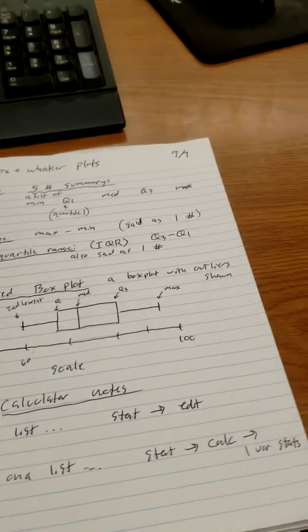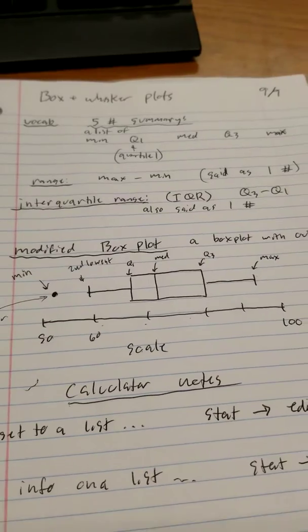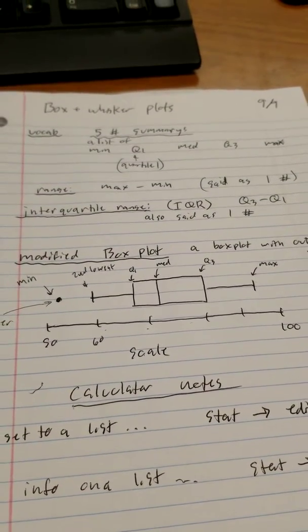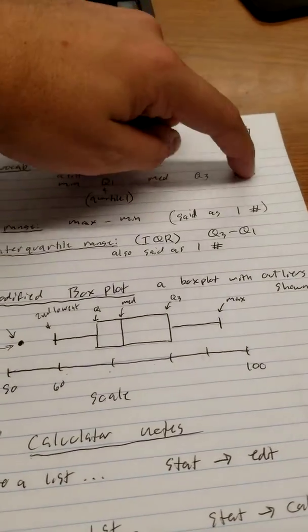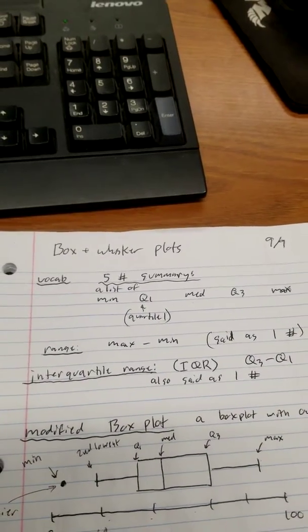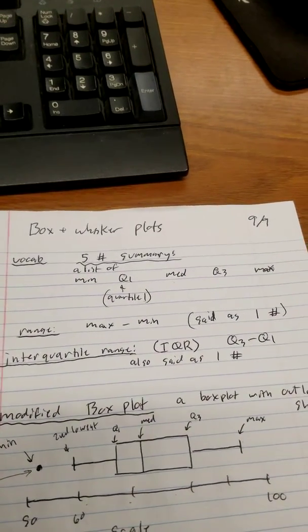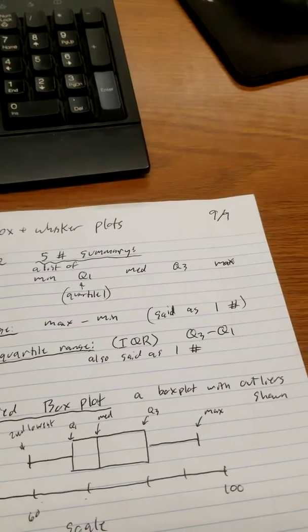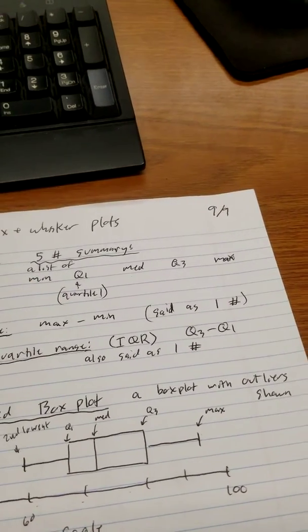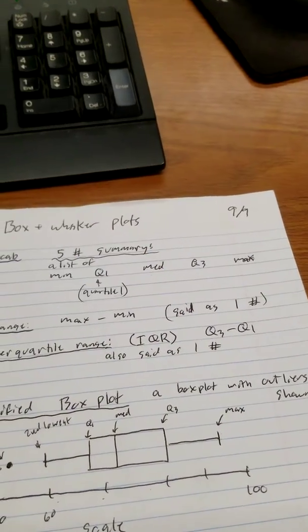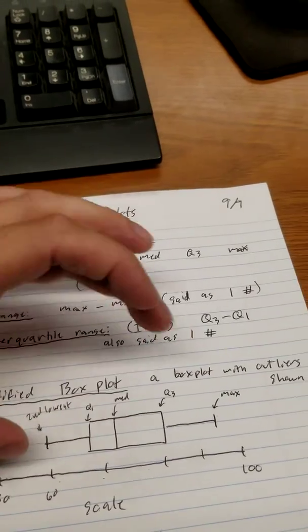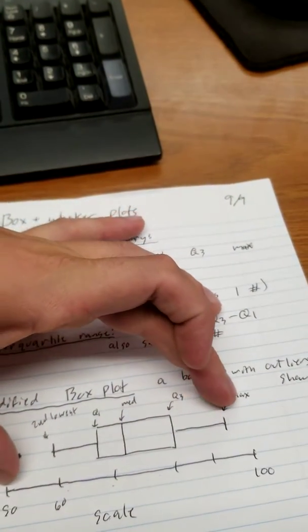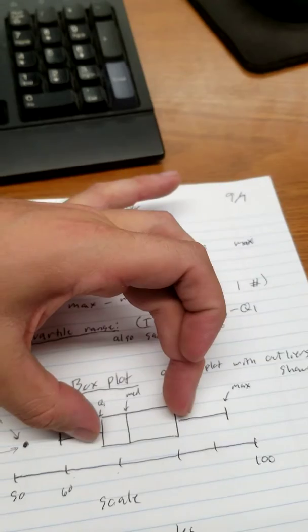So moving on to box plots, box and whisker plots. 5-number summary is min, quartile 1, median, quartile 3, and max. Oops, sorry, this is going to make people dizzy. So that is 5 numbers. That's a 5-number summary. It summarizes your data. Range is your max minus min, which is set as 1 number. Interquartile range is also called IQR. It's Q3 minus Q1. So range is the whole thing. Interquartile range is that, the box itself.